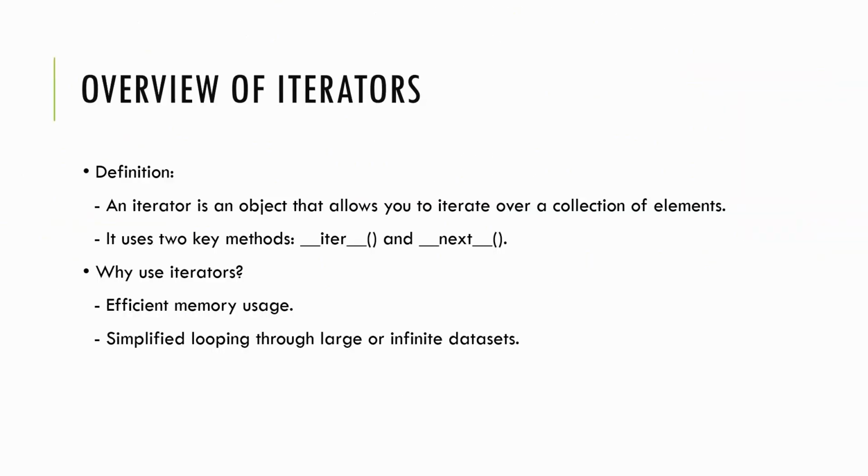Let's start with an overview of iterators. An iterator is an object that allows you to traverse through all the elements in a collection, such as a list or a tuple. The key to an iterator is that it uses two methods: __iter__ to initialize the iterator and __next__ to retrieve the next item in the sequence.